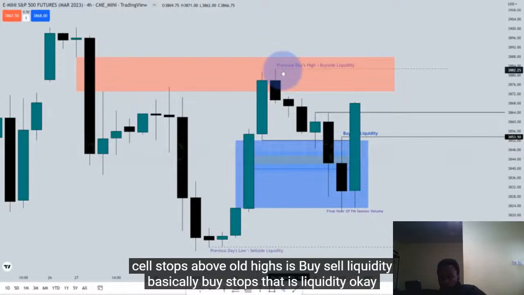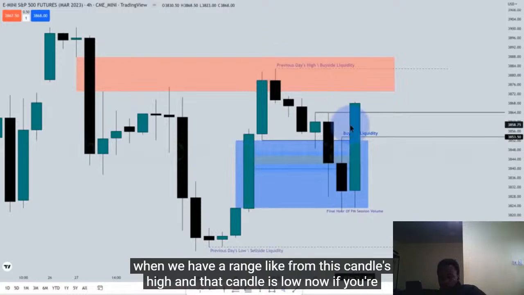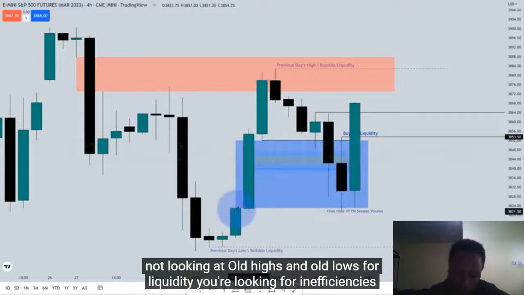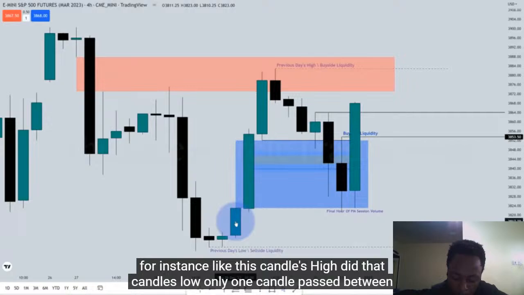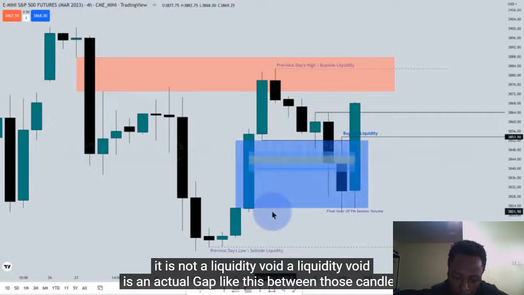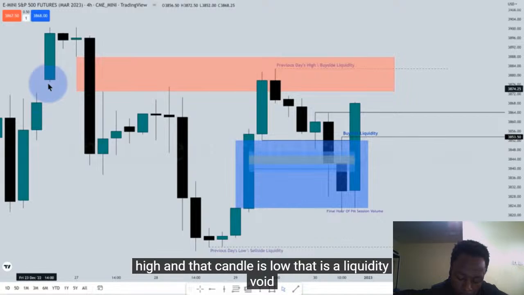That is liquidity. Okay. When we have a range, like from this candle's high and that candle's low, now if you're not looking at old highs and old lows for liquidity, you're looking for inefficiencies. For instance, like this candle's high, that candle's low. Only one candle passed between this candle's low and this candle's high. This is a buy side imbalance, sell side inefficiency. It is not a liquidity void. A liquidity void is an actual gap, like this. Between that candle's high and that candle's low, that is a liquidity void.